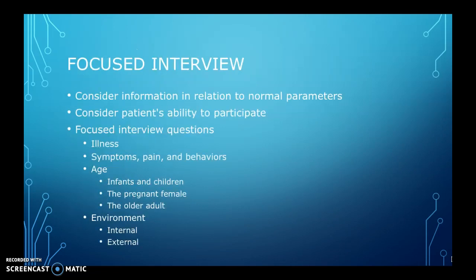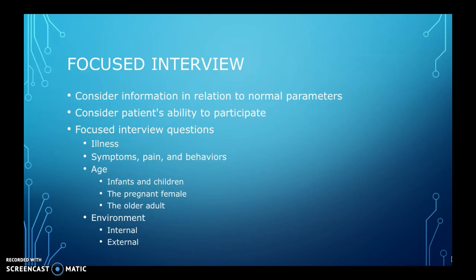So, focused interview. First thing we're going to ask is, do they have any problems with circulation? Do they have diabetes, varicose veins? Have they had any blood clots? What about hypertension, atherosclerosis? Have they had any skin changes, especially in their extremities, their hands and their feet? Do they have any sores or ulcers or any numbness? Any leg cramps? We want to know if they smoke.